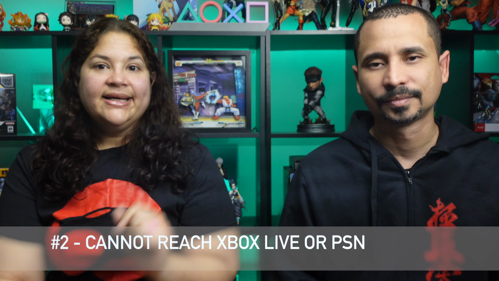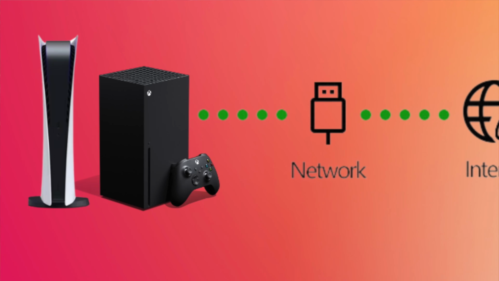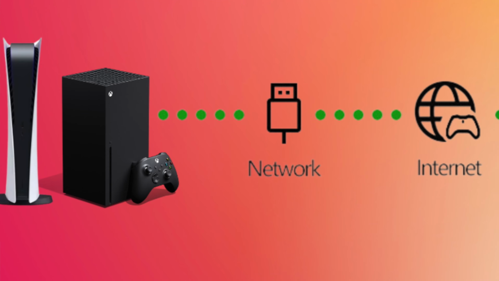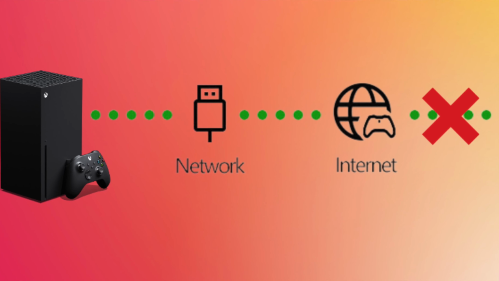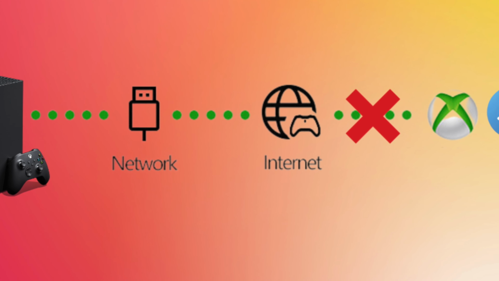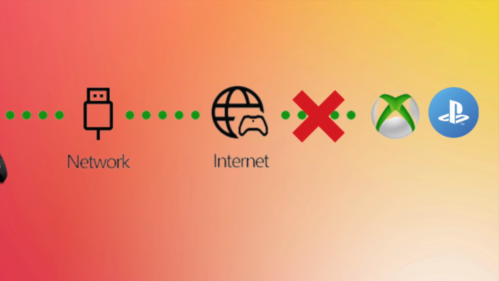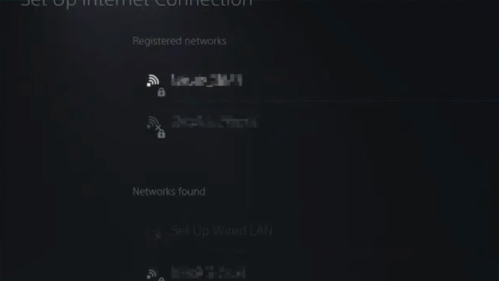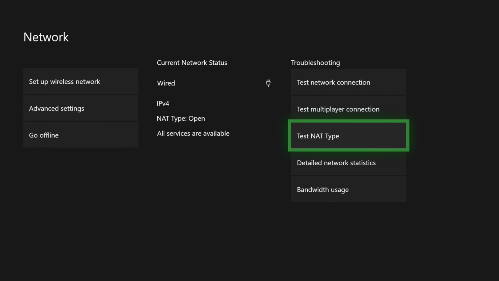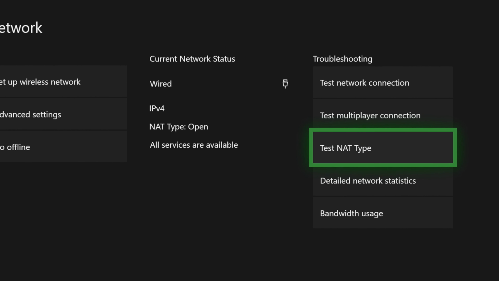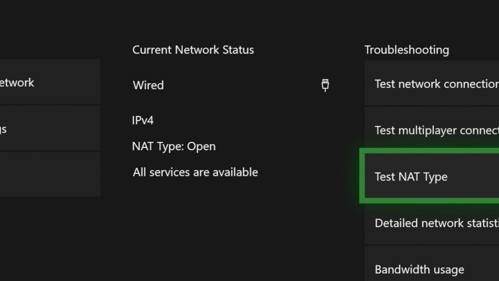Number 2, cannot reach Xbox Live or the PSN network. There are a couple of ways to troubleshoot if your console cannot connect to the Xbox Live or the PSN network. First, check your connectivity. Are you connected to your router via wireless or an Ethernet cable? If it's through wireless, ensure you can see your wireless router's SSID and that you've entered the correct password. If you're using an Ethernet cable, verify that the cable is properly connected or try using another cable to see if that resolves the issue.